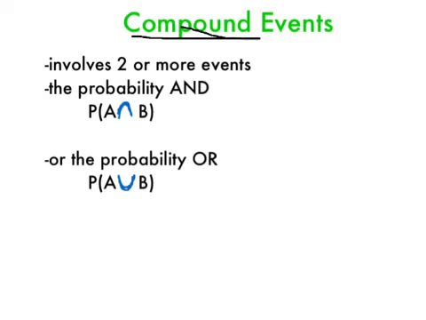There's two different probabilities. We might see a probability and, which looks like this. Make sure you know that symbol. And then we might also see a probability of something or something else happening. And that's going to look like this.